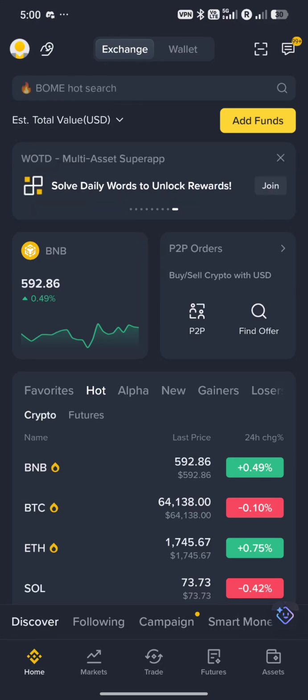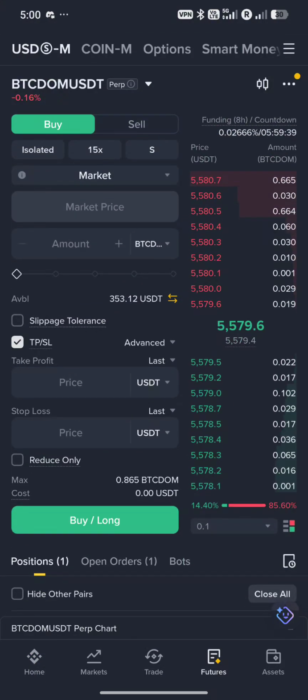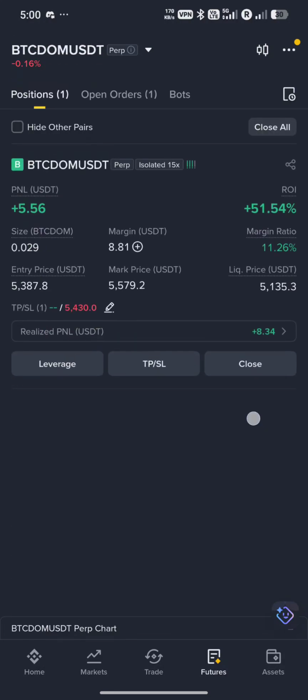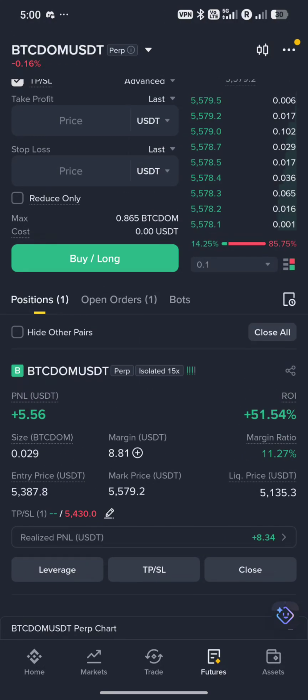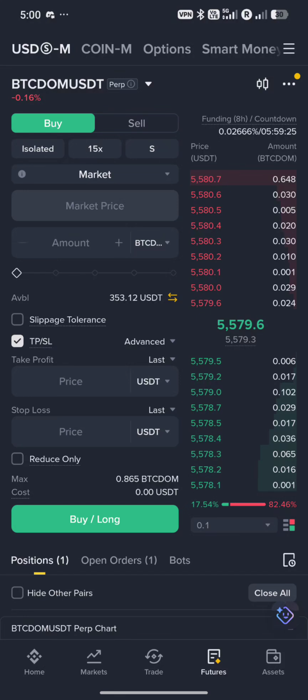Let's get started. So on Binance we have trade and we have futures. So we're dealing with futures today. So this particular trade has been running for a long time. So I already closed majority of the funds. I just left this running to see where it's going. So just ignore that. So this is the futures interface.